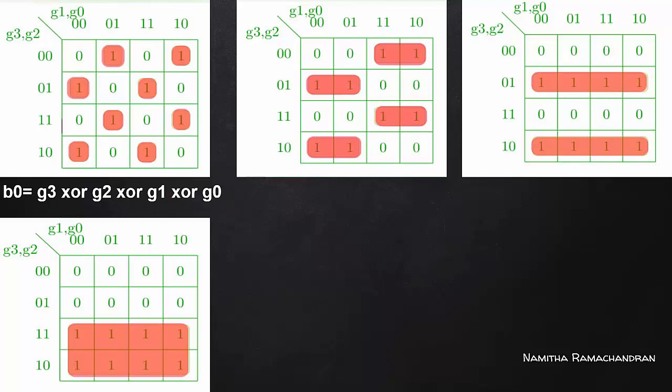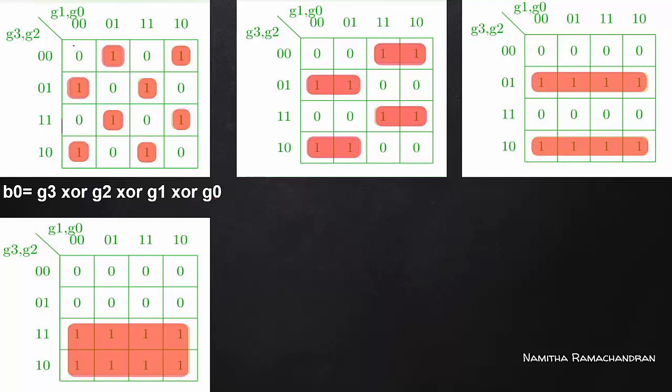So if the pattern is like this, we can directly write this answer as G3 XOR G2 XOR G1 XOR G0. That means the first cell contains a 0, second a 1, next 0. That means zeros and ones, one after another. It gives a pattern like this. Then we can directly write this expression for B0 as G3 XOR G2 XOR G1 XOR G0. But the condition is the first cell starts with 0, next 1, then 0, next 1, in this particular order. If it is given like this, then we can directly write the simplified form as G3 XOR G2 XOR G1 XOR G0.